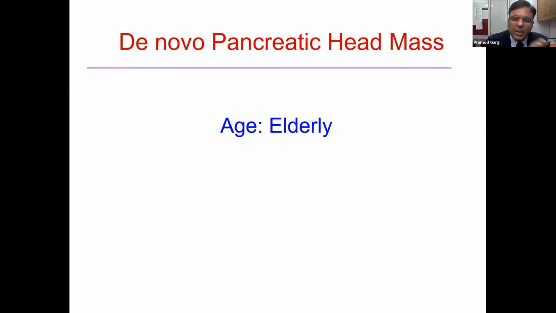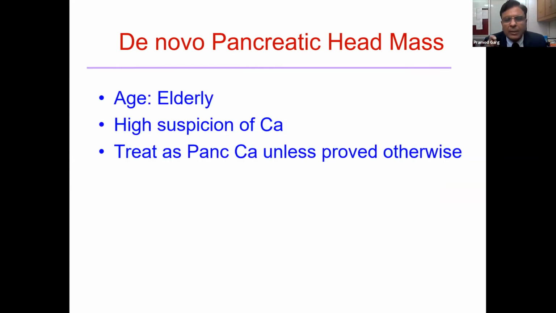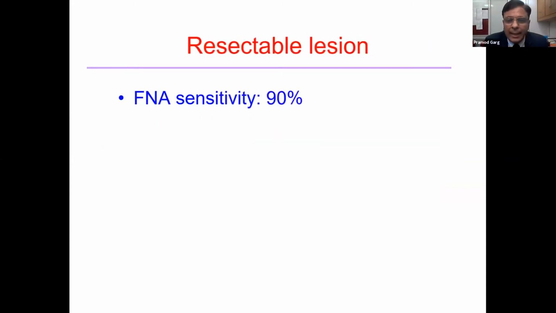Now the context changes from a younger person to an elderly person. In elderly persons, I've told you that if you have a de novo pancreatic head mass, it is CA unless proved otherwise. Let's be very clear about it. Whatever your CT, your EUS, your MR shows, you take it as malignant, of course. If you do EUS, the sensitivity of FNA is around 90%. There are reports of sensitivity being as low as 70%, and there are reports of sensitivity being as high as 95%. But if you take across studies, it is around 90%.